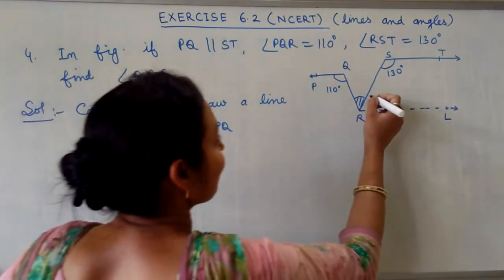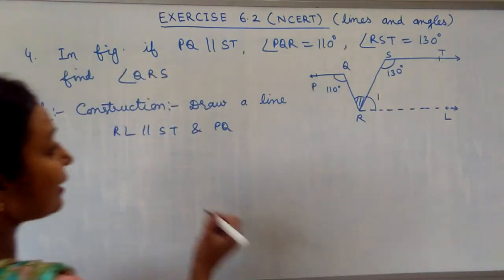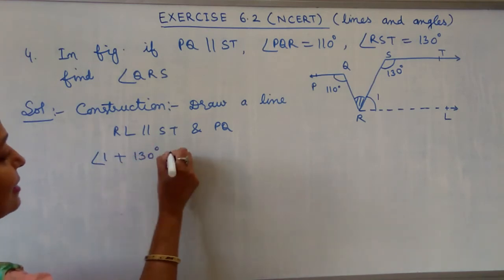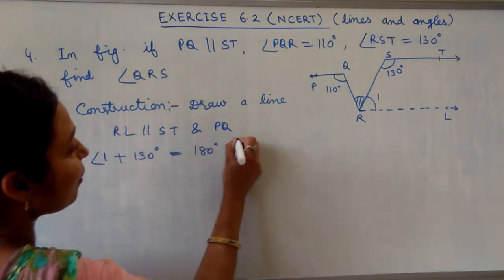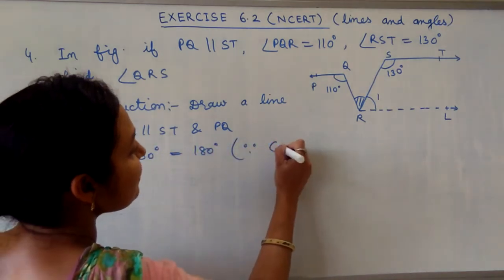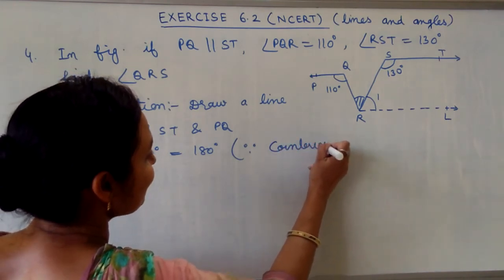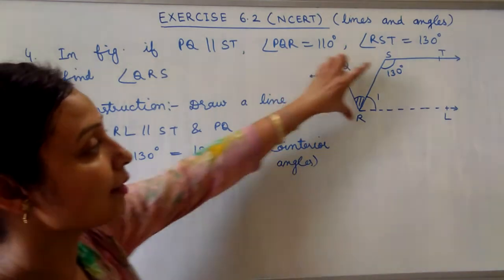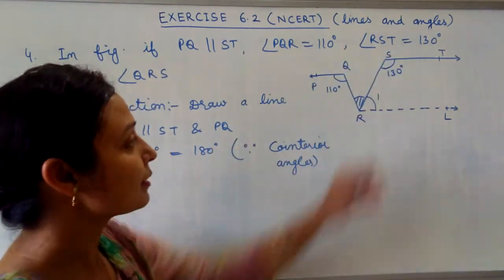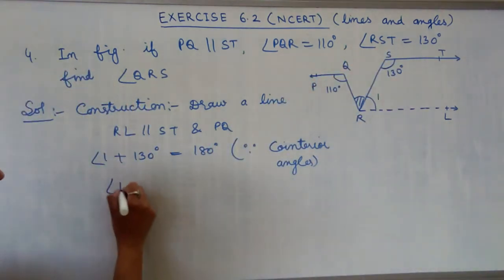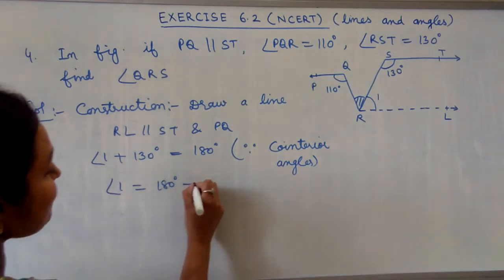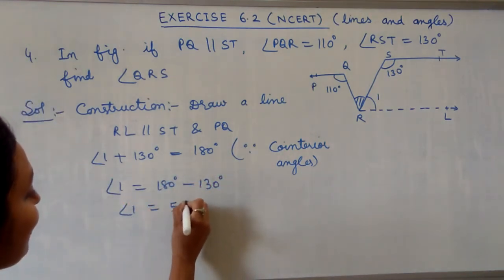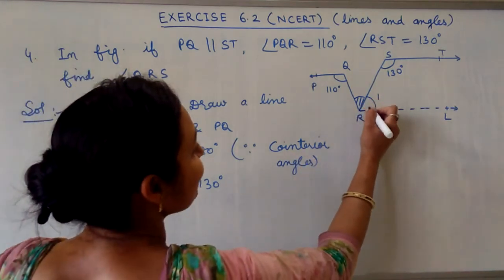Okay, so this is angle 1. Angle 1 plus angle 130 degrees is equal to 180 degrees, because of co-interior angles. Co-interior angles are possible only in parallel lines, on the same side of the lines. Angle 1 is equal to 180 minus 130 degrees. So what is the value of angle 1? That is 50 degrees.